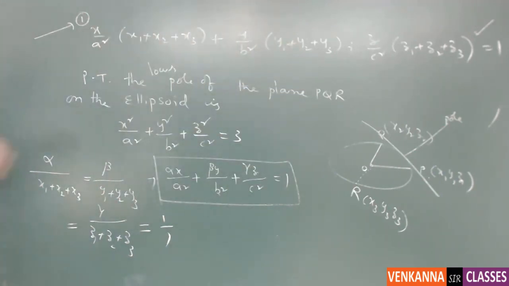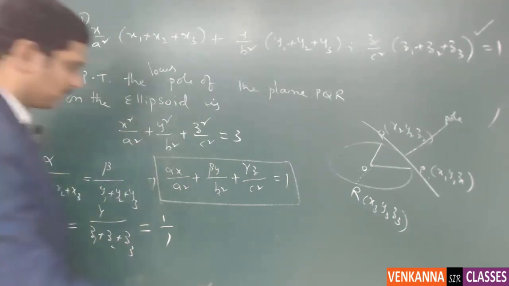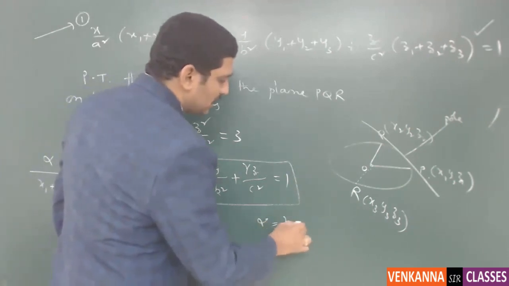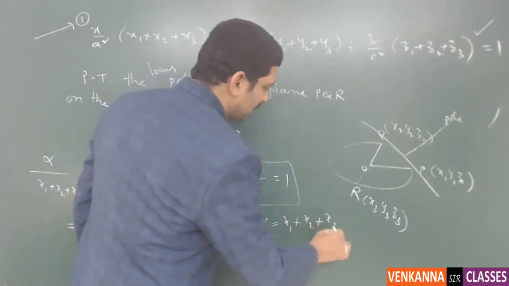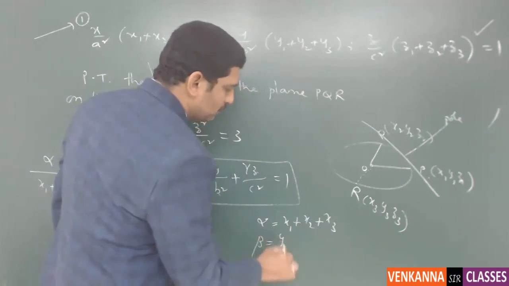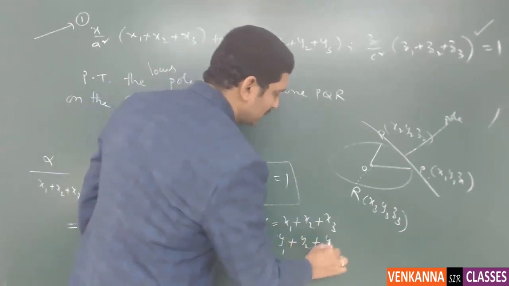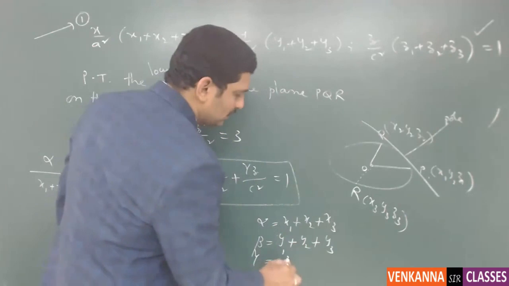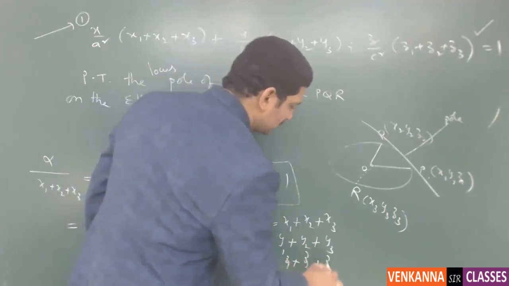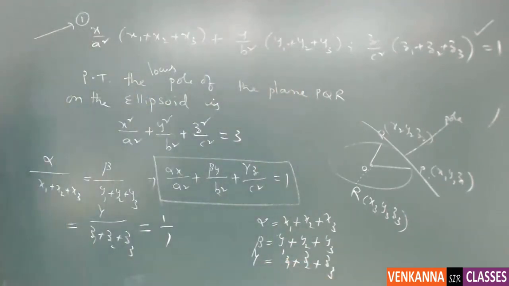So I am comparing these two planes so that they are the same planes, hence respective coefficients must match. So from this you can say that alpha is equal to x1 plus x2 plus x3, beta is equal to y1 plus y2 plus y3, and gamma is equal to z1 plus z2 plus z3. So please take a note of this part and tell if you have any doubts on this.